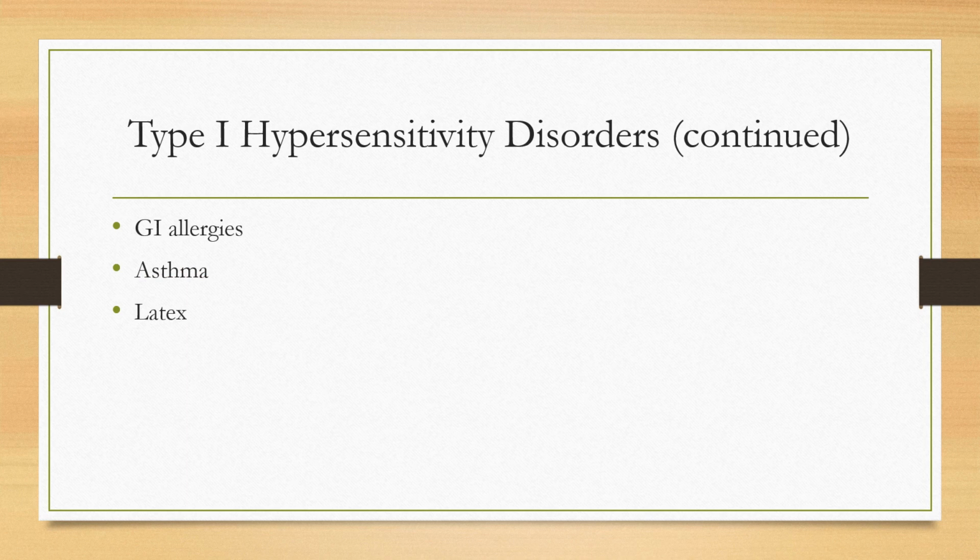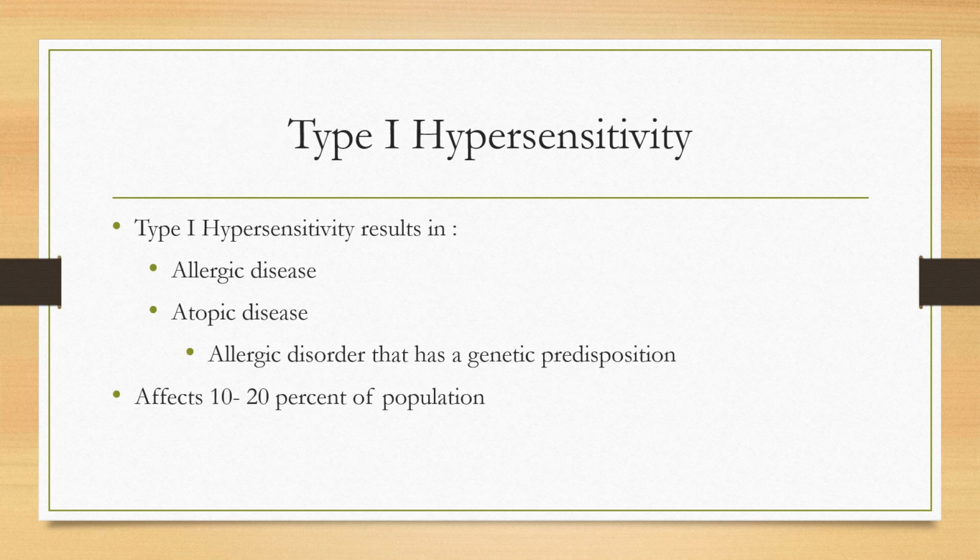So GI allergies, asthma, and the very popular latex allergies are also considered hypersensitivity disorders. In a type 1 hypersensitivity disorder, that will result in allergic disease, atopic disease. Remember when we were talking about atopy, we say that it is familial, it will travel in families. So it is an allergic disorder that has a genetic predisposition, and it will affect 10 to 20% of the population.